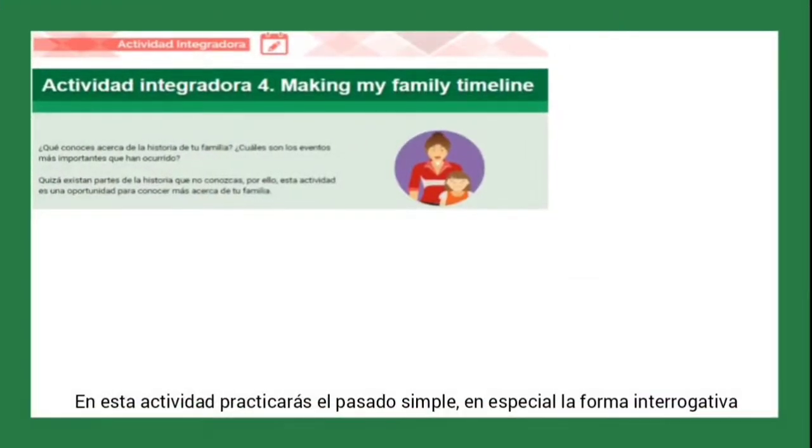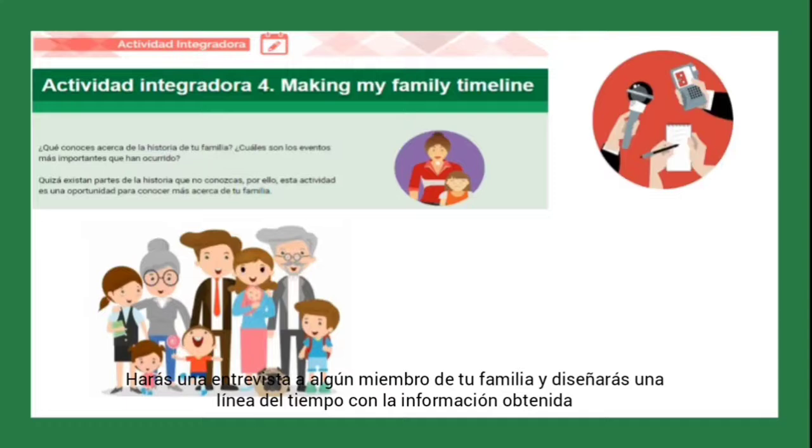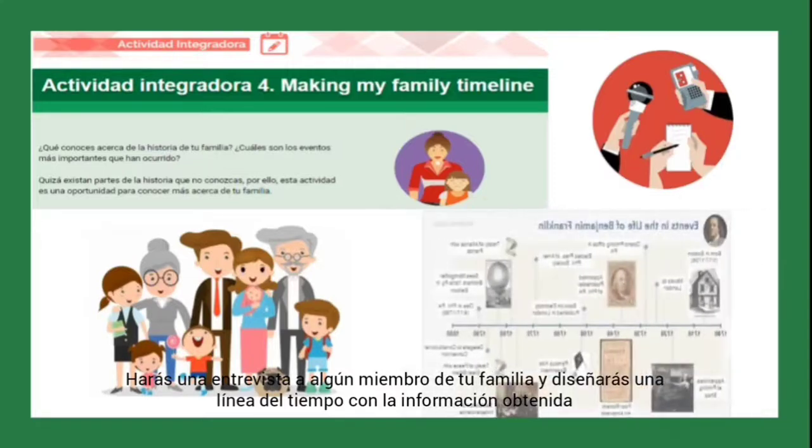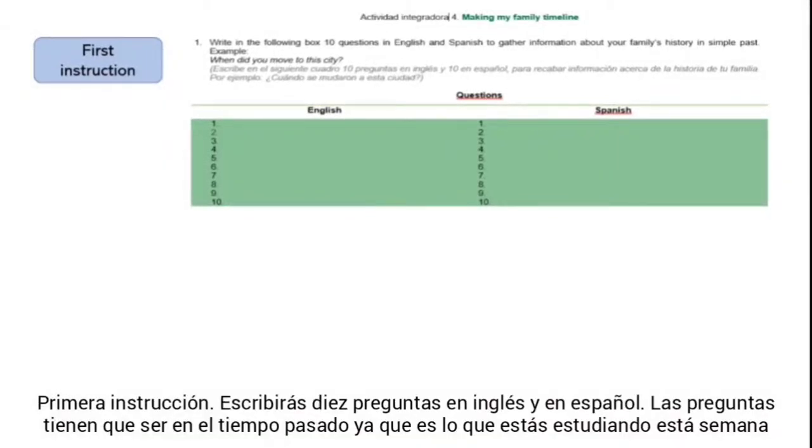In this activity, you will practice the simple past, especially the interrogative form. You will interview one of your family members and design a timeline with the information provided. First instruction: write 10 questions in English and in Spanish. These questions have to be in simple past, since it's the tense that you're practicing this week.